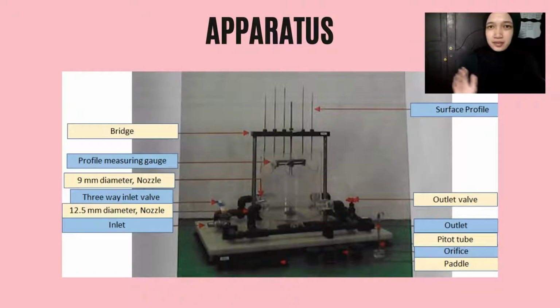So this is the apparatus for the experiment. At the top of the equipment, we have the surface profile, next the outlet valve, outlet, pitot tube, orifice, pedal, bridge, profile measuring gauge, 9 mm diameter nozzle, 3-way inlet valve, 12.5 mm diameter nozzle, and lastly, the inlet.